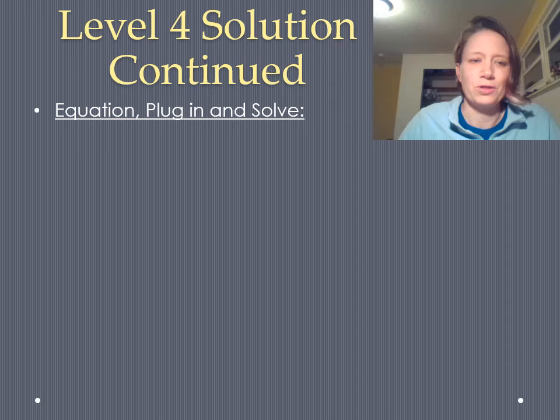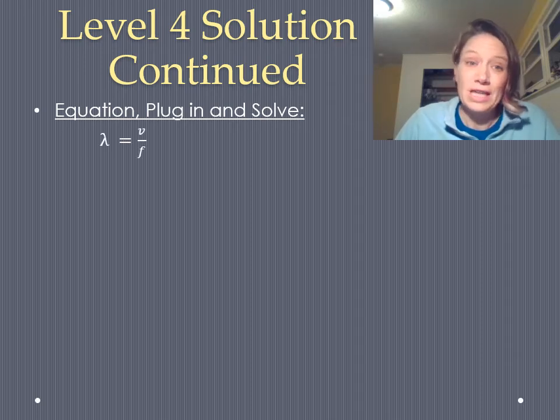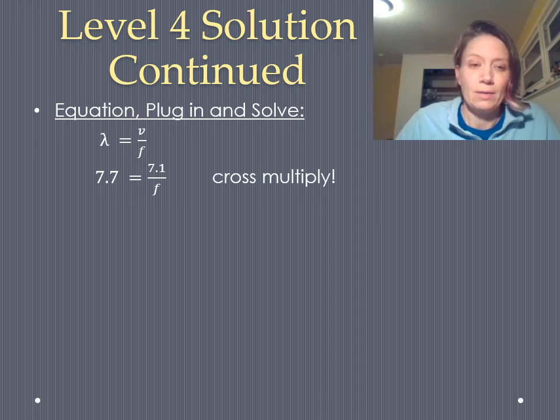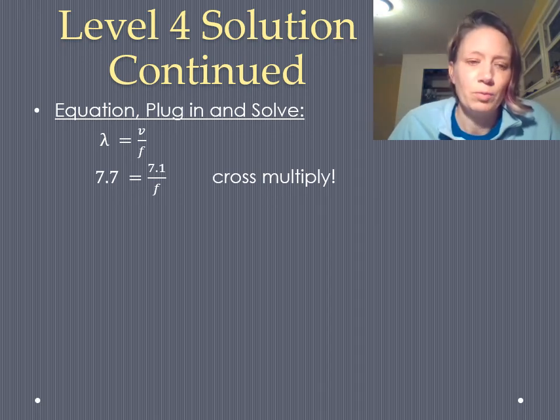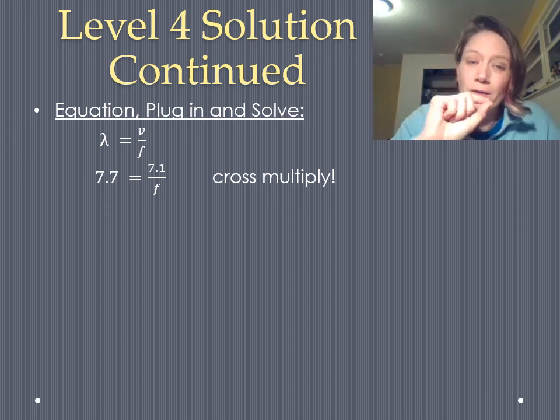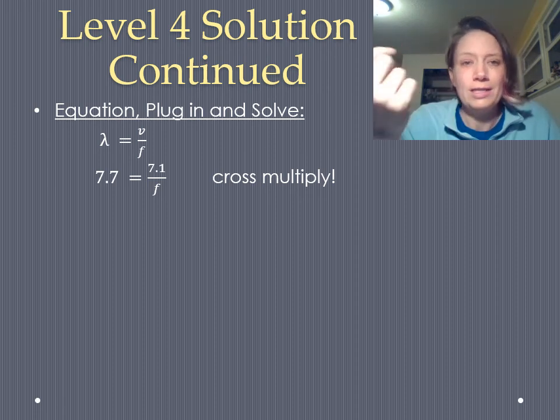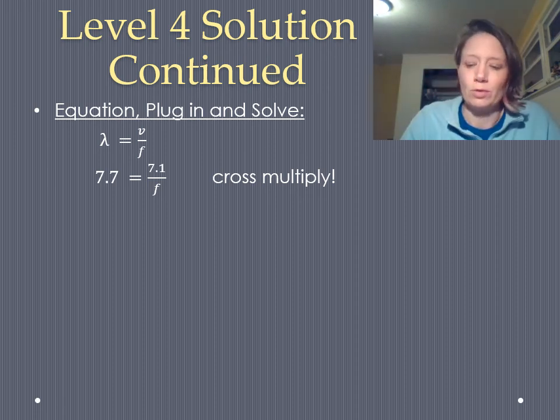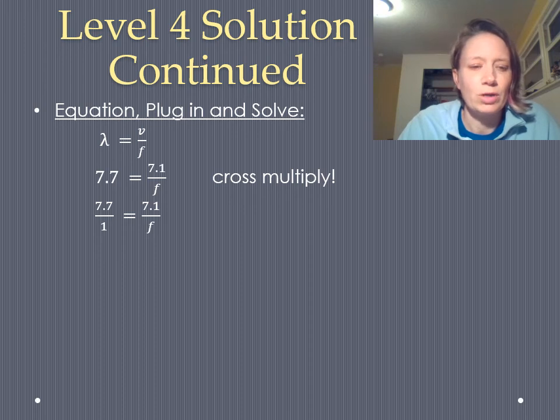To continue the solution, we're going to be using the same wave equation. That's really the most powerful equation of this unit. But when we set up our problem, when you plug in, it looks like this: 7.7 equals 7.1 over f. Remember, when you have that variable on the bottom that you need to solve for, the easiest way to do it is to set up a cross multiplication. So we set it up 7.7 over 1 equals 7.1 over f, because we have to get the f all by itself, and this is really the best way to do that.